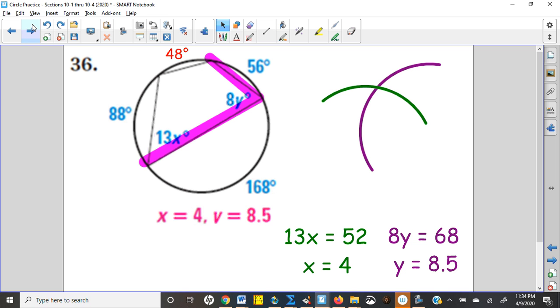All right, so slightly more convoluted, but if you just look for the inscribed angles and the arcs and find what you can, eventually you'll find the right situation.